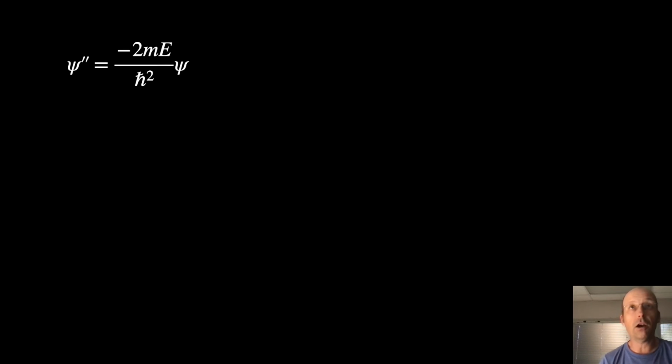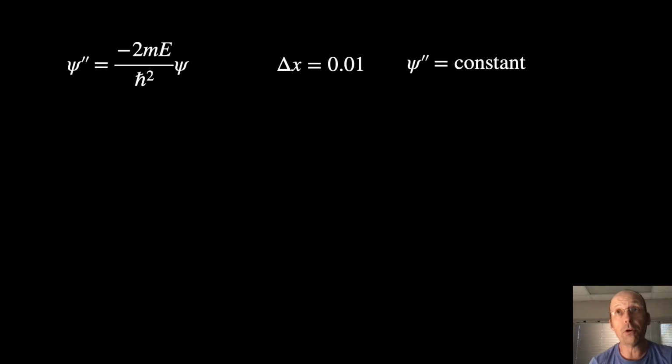Okay, so here's our Schrödinger equation. What we're going to do in the shooting method is break this into finite elements. We're going to go step sizes of, let's say, 0.01. And during each one of those steps, we have to use numbers here. Okay, we're using numbers. During each one of those steps, we're going to assume psi double prime is constant. We're going to assume the second derivative is constant. I know it's not, but we're going to assume it.